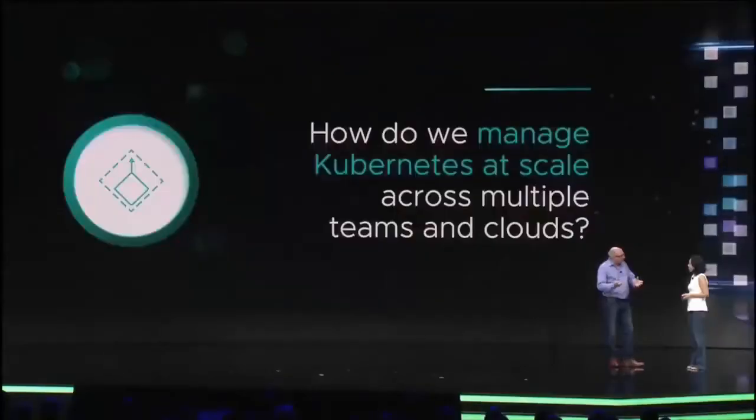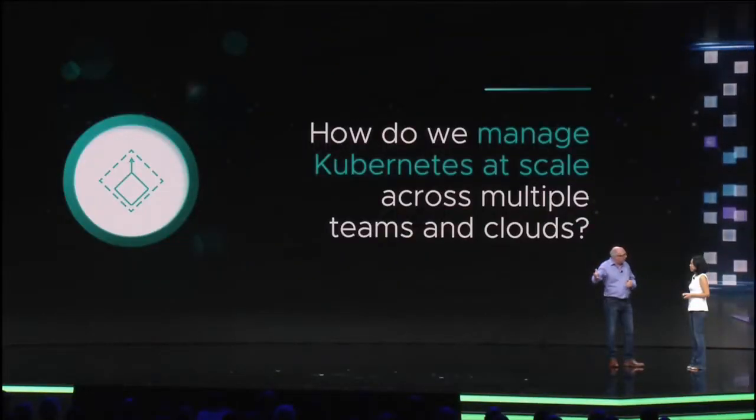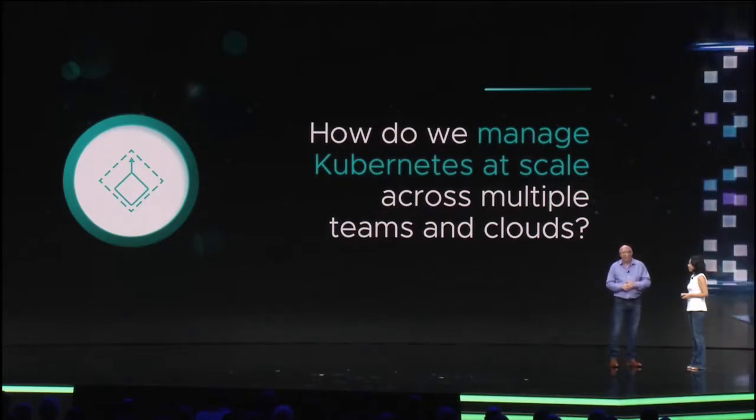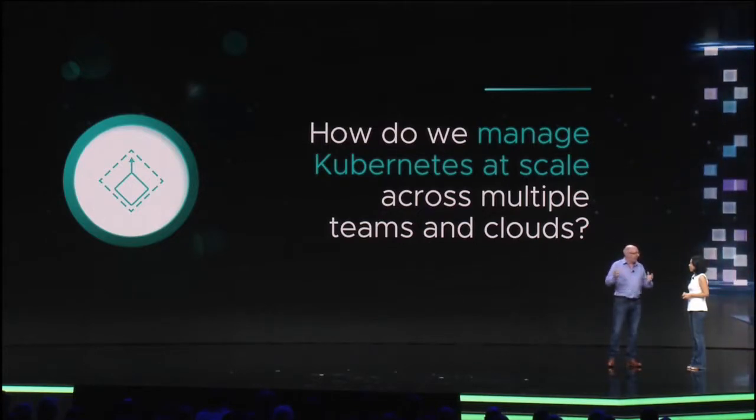You've set up my on-prem infrastructure. You've shown me the best way to run Kubernetes on my vSphere infrastructure. But what I also want to understand is how do I manage at scale?